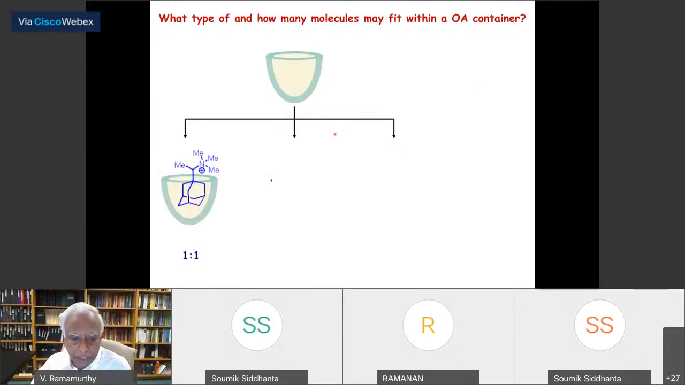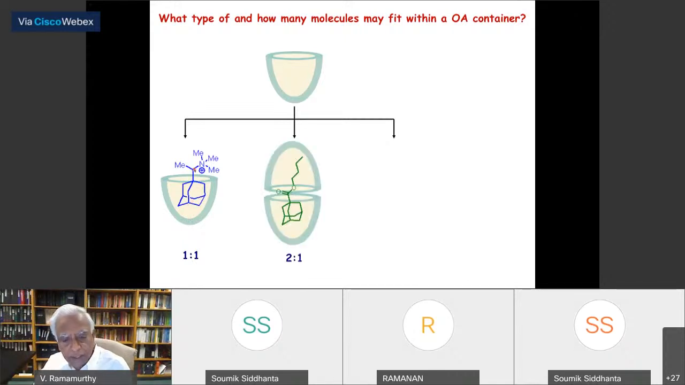If you take a guest molecule which contains a hydrophobic group and a hydrophilic head group, hydrophilic means this part has no problem with water, and this part has a problem with water. These types of molecules will form what is called a 1-to-1 complex. That means if you add a little bit of this in water, they will stay together, and this will form a 1-to-1, one host, one guest.